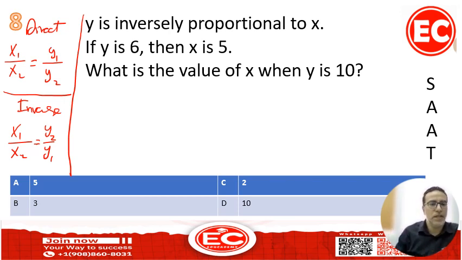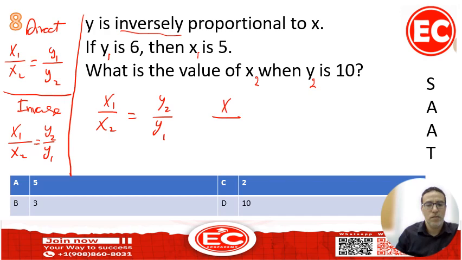Y is inversely proportional to x. If y1 is equal to 6, when x1 is equal to 5, what is the value of x? So this is x2, and this is y2. They are inversely proportional, so I'm going to write that x1 over x2 is equal to y2 divided by y1. x1 is equal to 5, and y1 is equal to 6. x2 I'm looking for, and y2 is equal to 10. So I'm looking for x2.